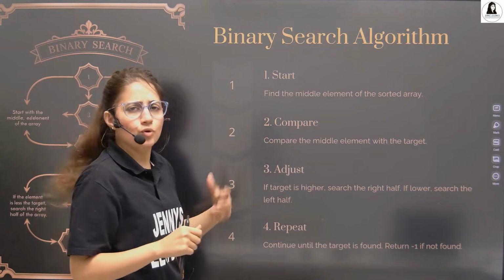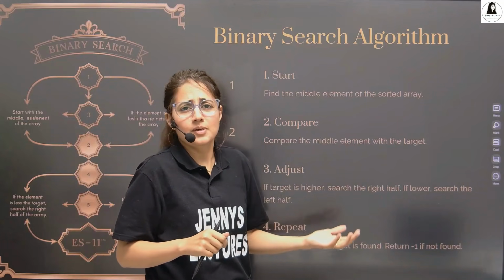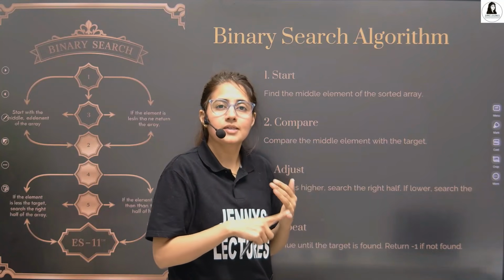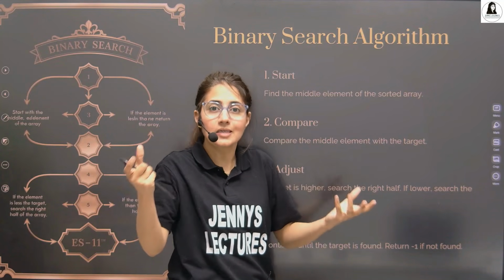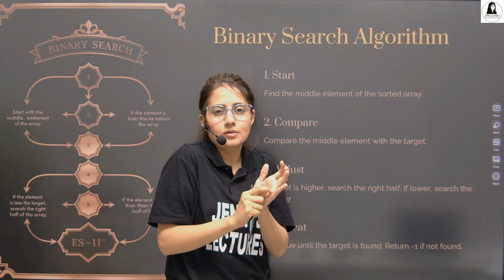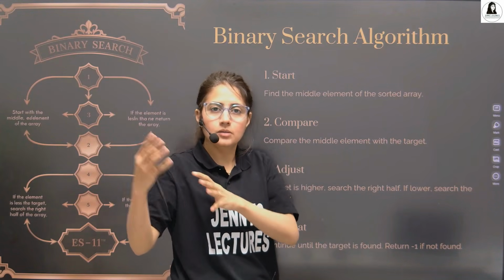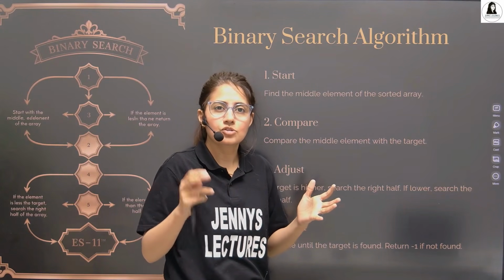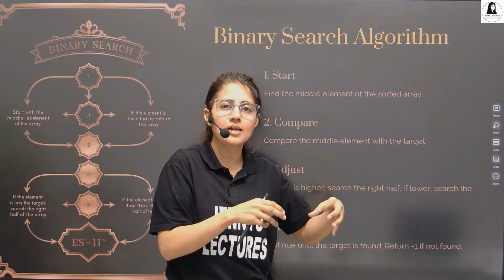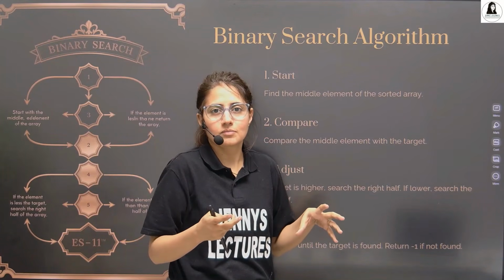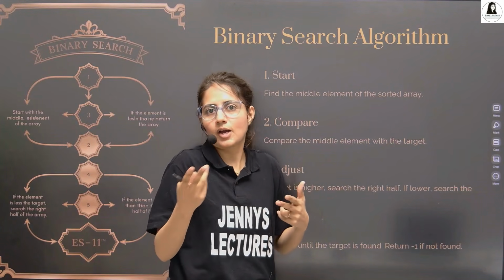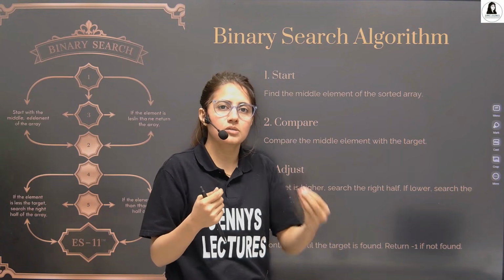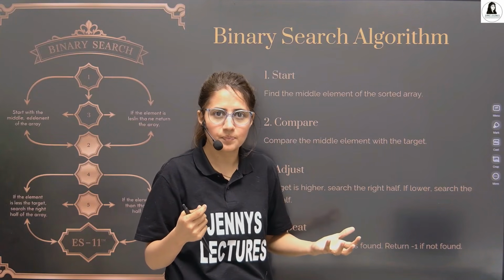If you have to write down the algorithm, the first step is to find the middle element in the array. The second step is to compare the middle element with the target element. If the target element is equal to the middle element, return mid. If the target element is greater than the middle element, search in the right half. If the target element is less than the middle element, search in the left half. Simple. Repeat these steps until you find the target element in the array or the search space is exhausted. These are simple 4-5 steps.